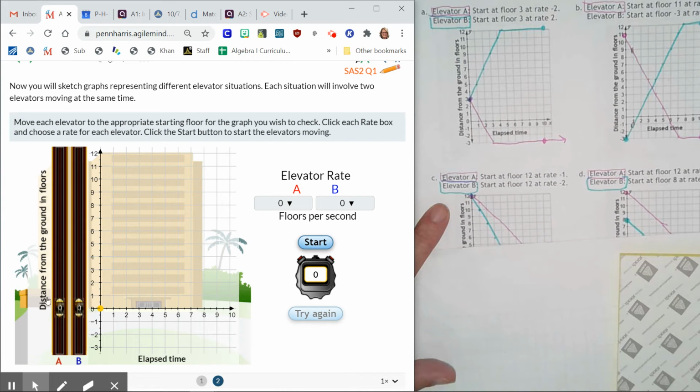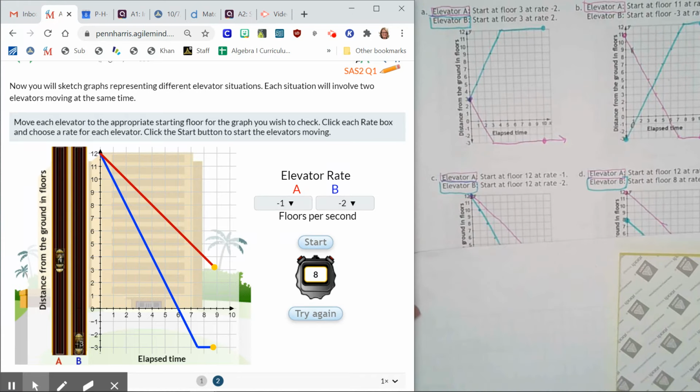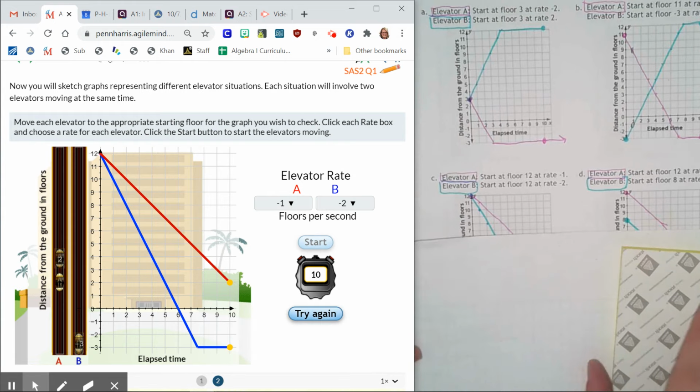So elevator A is at floor 12. Elevator B is also at floor 12. A is going down 1. B is going down 2. So we can see how they start to separate in floor. Elevator A goes down 1, over 1, down 1 floor each second. Elevator B is going down 2 floors each second. Okay, and we see that elevator B reaches that bottom floor long before elevator A even reaches the second floor. So that time really adds up there.